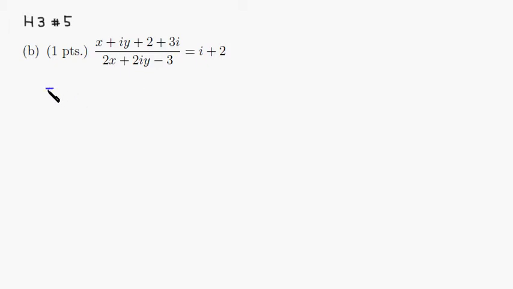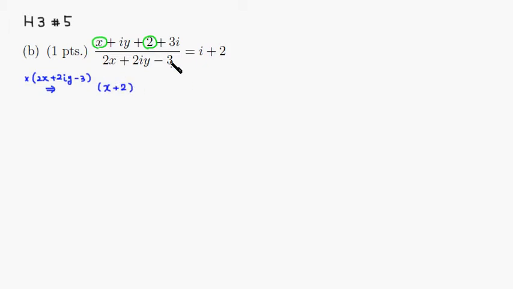So I'm going to just multiply both sides by 2x plus 2iy minus 3. If you multiply the left hand side by the denominator, the denominator cancels out, so you have just the numerator. I'm going to group the real terms together. x is a real term, and 2 is another real term, so I'm going to put those together. It's going to be x plus 2.